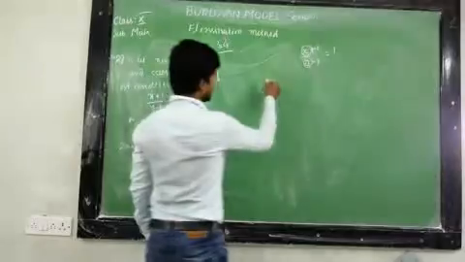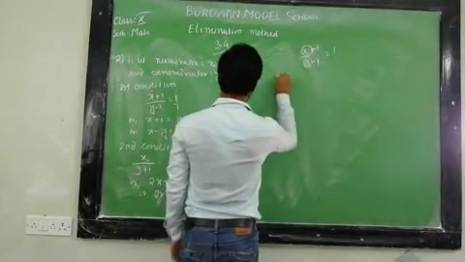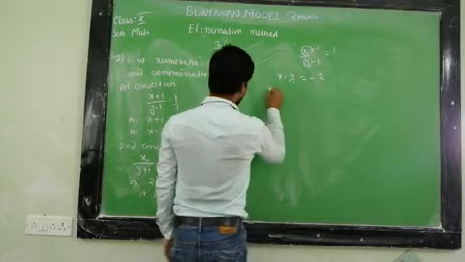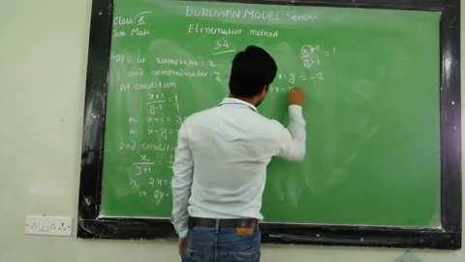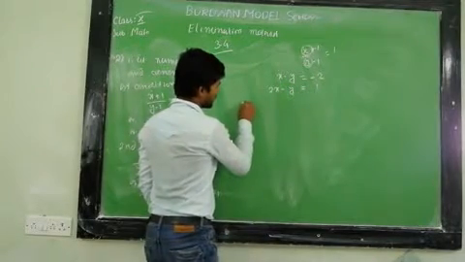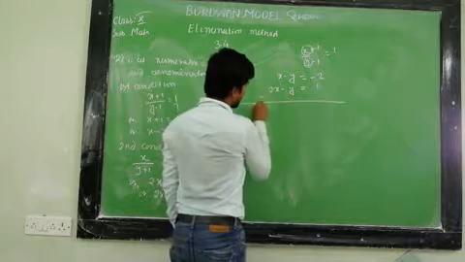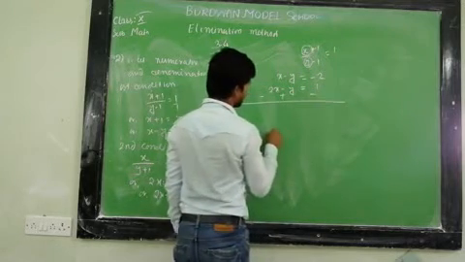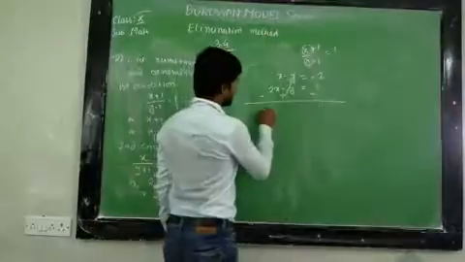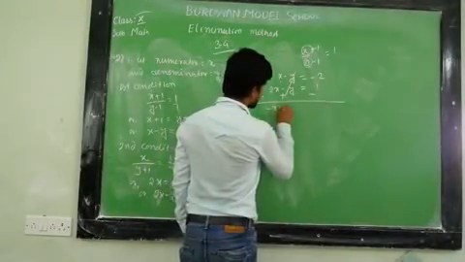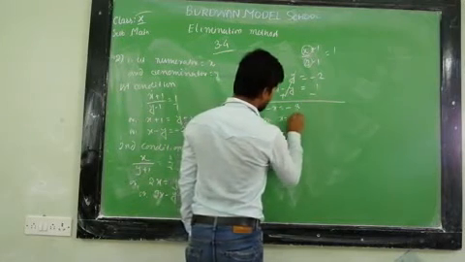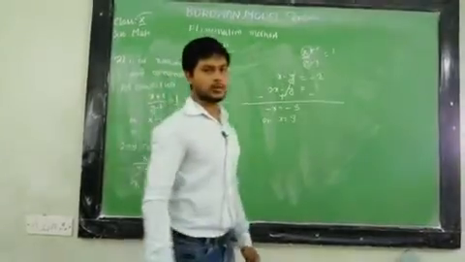Now we have to subtract them. So write equation number 1 here, x minus y is equal to minus 2, and 2x minus y is equal to plus 1. Now by subtracting we have minus, plus and minus. So minus y and plus y will cancel each other. That means minus x is equal to minus 3. That means x is equal to 3. So the value of x is equal to 3.